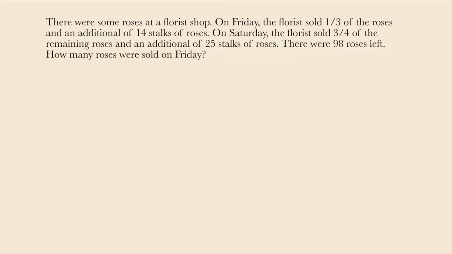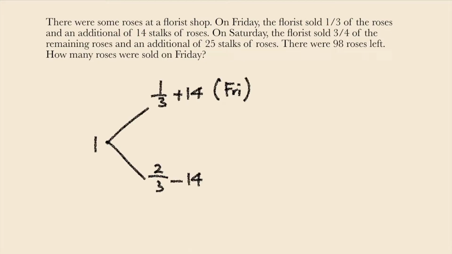There were some roses at a florist. Okay, so on Friday, the florist sold 1/3 and an additional 14. So this is how you recognize a branch method B question. Fraction plus a real number. So this is how it looks like, 1/3 on Friday plus 14. Next, the other branch, 2/3 minus 14.